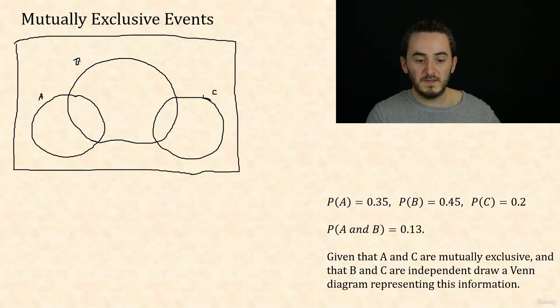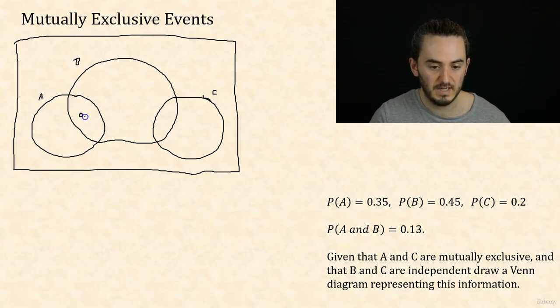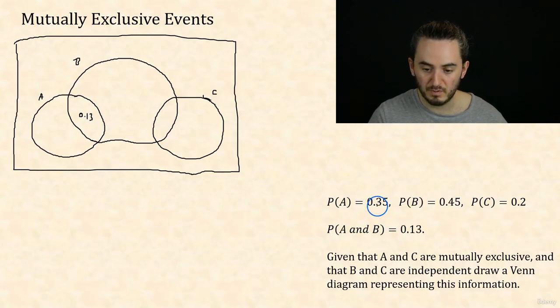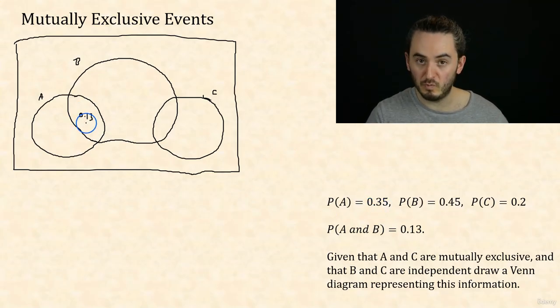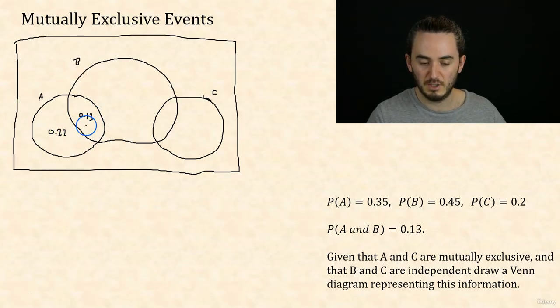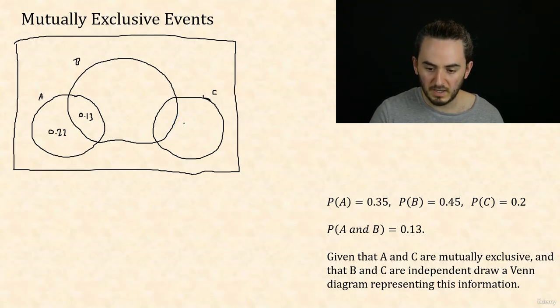Right, let's see what I can fill in now. I'm just told straight out that probability of A and B is 0.13. So that's this region here. Now I'm also told that the probability of A is 0.35. And since I've already got 0.13 of it, I can do 0.35 minus 0.13 and I get 0.22 is what's left over so that A adds up to 0.35.